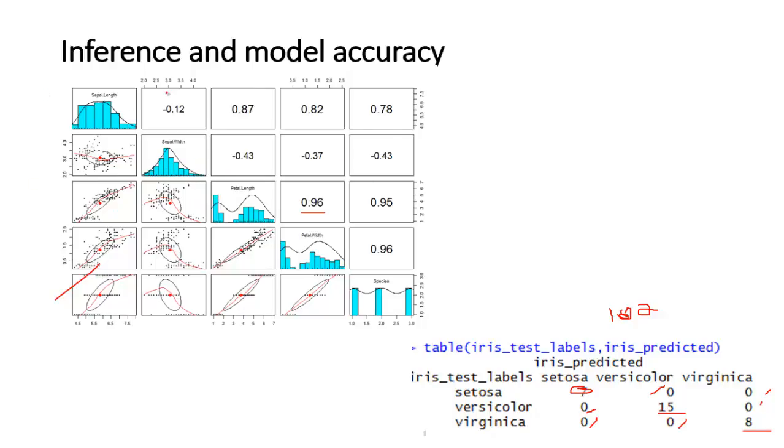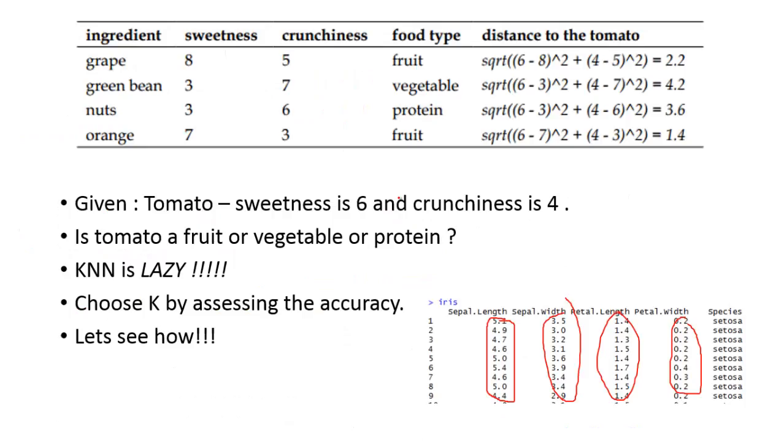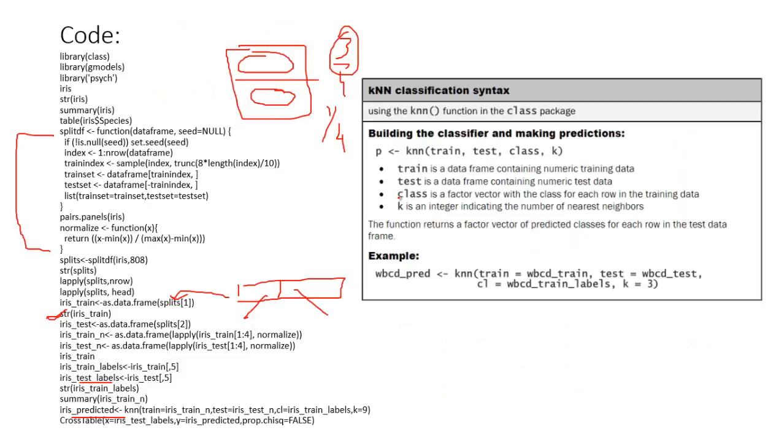Just look at the dataset and assess it, take out the inference, what the dataset actually signifies. And this was the simple introduction to KNN. Next we are going to look at naive Bayes classification, which is also very famous.